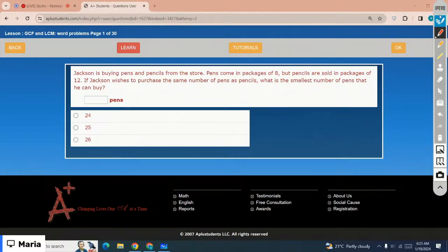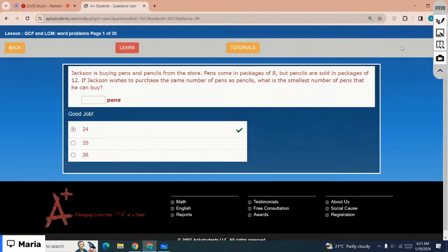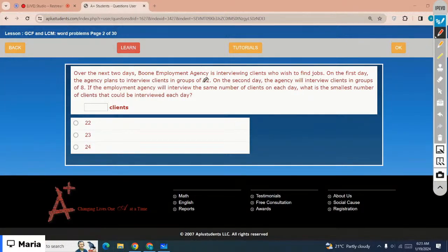Okay, the next one is, over the next 2 days, Boone Employment Agency is interviewing clients who wish to find jobs. On the first day, the agency planned to interview clients in groups of 12. On the second day, the agency will interview the clients in groups of 8. If the employment agency will interview the same number of clients on each day, what is the smallest number of clients that could be interviewed each day? Which is the correct option?